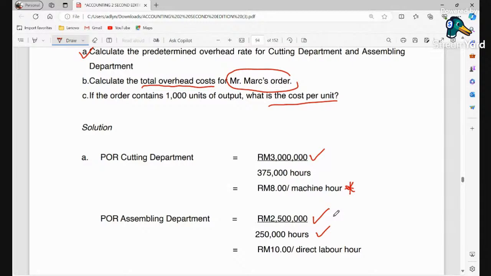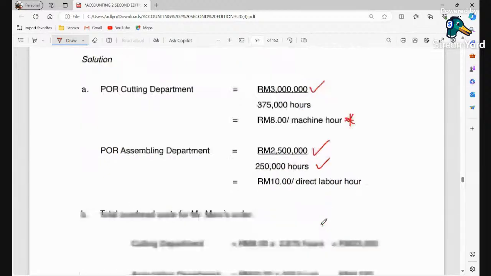Sebab apa? Sebab POR ni akan diguna pakai untuk lain-lain order yang selepas daripada order Mr. Mark. Sebab the process of making the product, dia menggunakan cutting department and also assembling department. So the POR must be the same. It's just that nanti jumlah kos tu akan berbeza bergantung kepada jumlah tempahan ataupun the custom design that is requested by the customer.